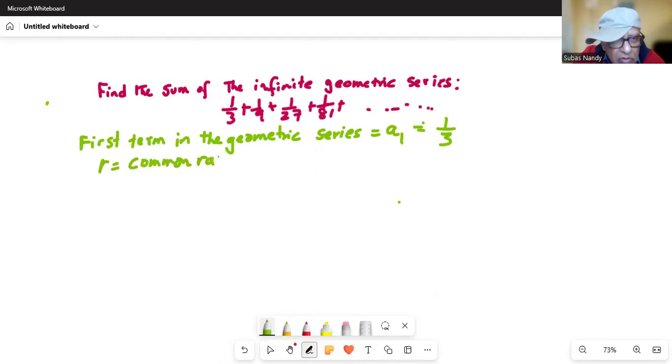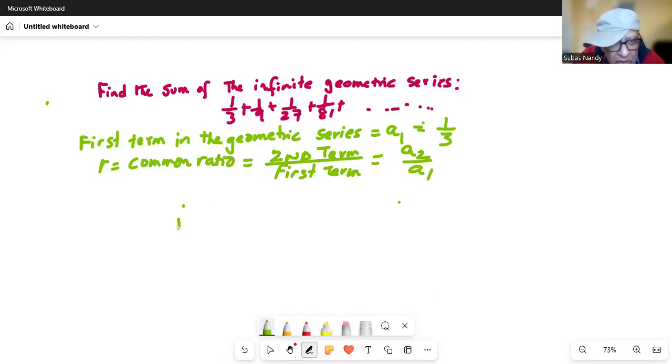So how do you find the common ratio? You take the ratio, as the name suggests: the second term divided by the first term. That is equal to A2 over A1. So in our case, R, the common ratio, is A2, which is 1/9, divided by the first term, which is 1/3.